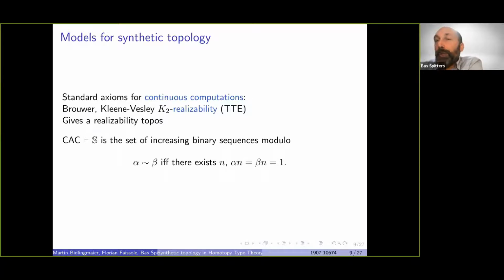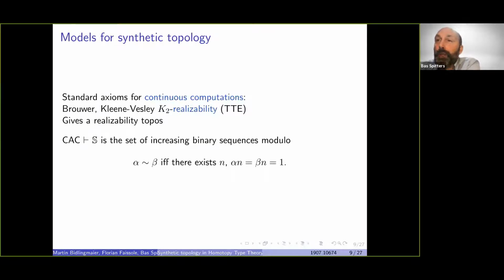Those are very good if you want to reason about computability on continuous structures, for example, the real numbers or all kinds of other structures. This was first studied by Kleene and Wesley. They developed what is called K2 realizability, which is one of the realizability models. And by a construction by Andy Pitts, this generalizes to a realizability topos.